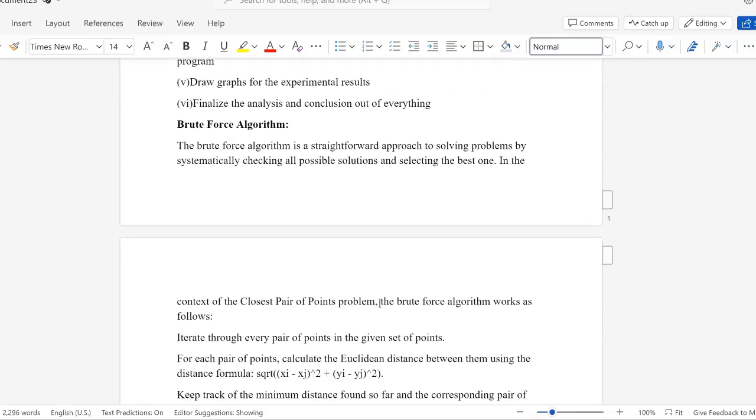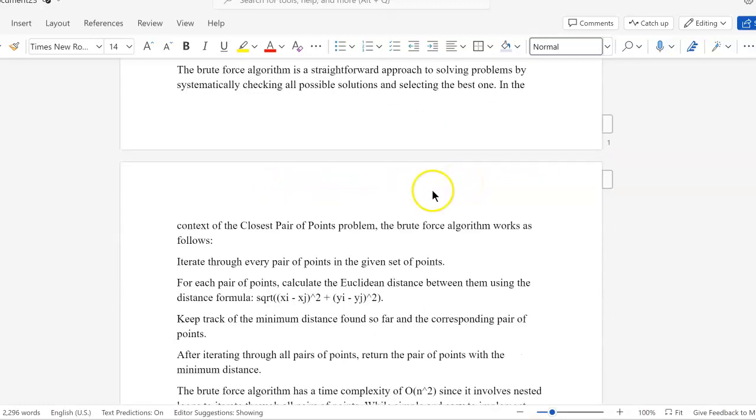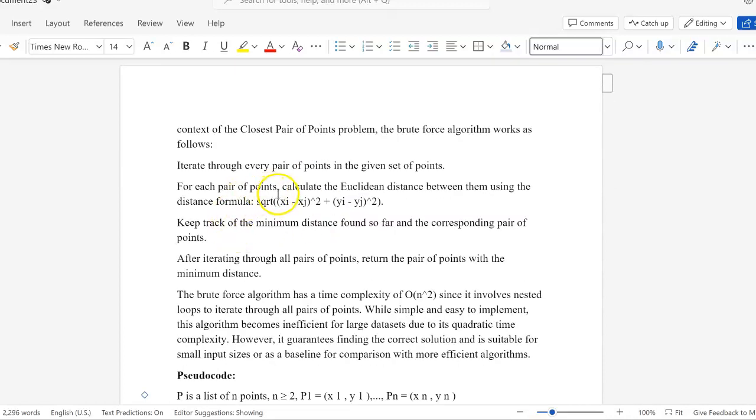If you read here, the brute force algorithm is a straightforward approach to solving problems by systematically checking all possible solutions and selecting the best one. In the context of the closest pair of points problem, the brute force algorithm works as follows. For each pair of points, it calculates the Euclidean distance between them by using the distance formula, square root of (x2 minus x1) whole squared plus (y2 minus y1) whole squared. It keeps track of the minimum distance found so far and the corresponding pair of points. After iterating through all pairs of points, it returns the pair of points with the minimum distance.